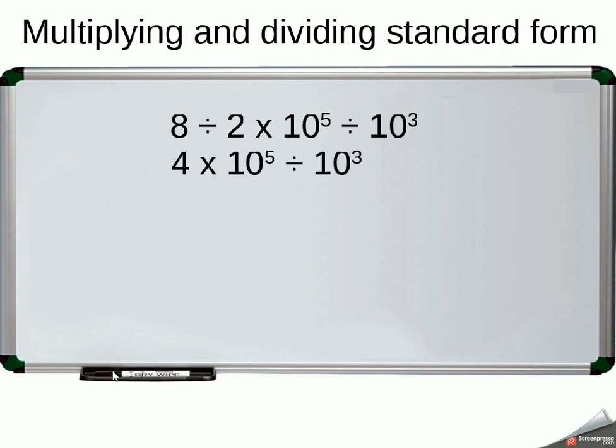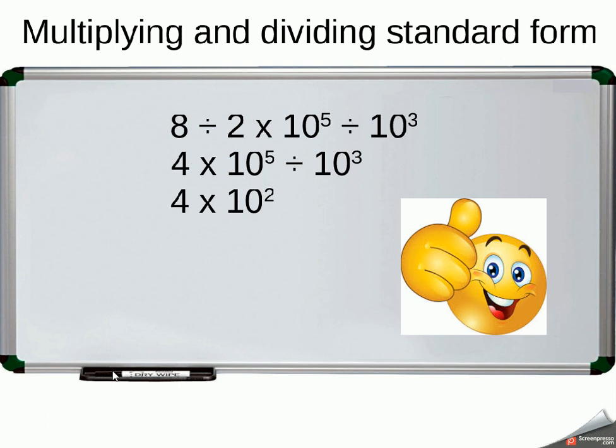8 divided by 2 is 4. So we're left with 4 times 10 to the 5 divided by 10 to the 3. And then with indices, if they're the same base, and they've both got the base of 10, and we're dividing, then we just take the powers away. So 5 take away 3 is 2. So we're left with the right answer there, 4 times 10 to the 2. And in this one, we don't have to worry about moving the decimal place because there is only one number to the left of the decimal place. So the answer is 4 times 10 to the power of 2.